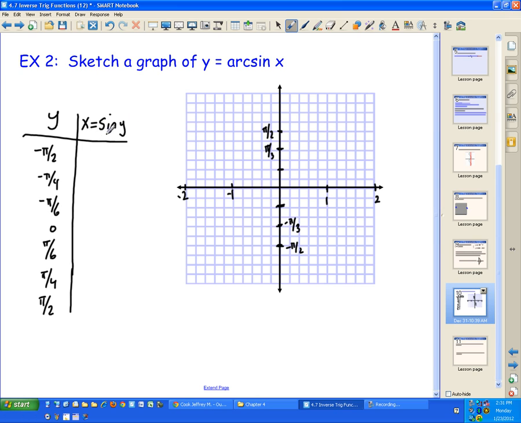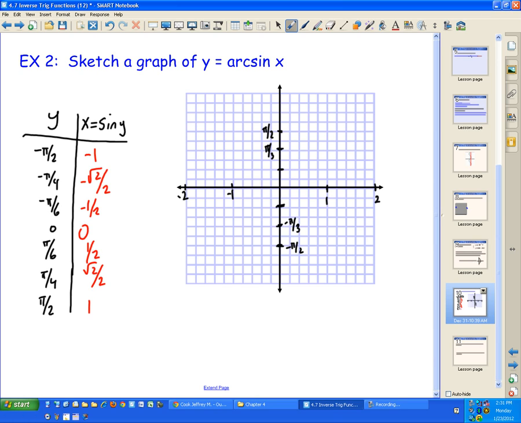So I'm asking you basically, if this is my y value, I'm plugging it in to find my x value. And so if I have negative pi over 2 from my unit circle, I get negative 1. If I put in negative pi over 4, I get, all of these are from my unit circle. At pi over 6, I'm at negative 1/2. I'm at 0. I'm at positive 1/2, root 2 over 2, and this one is positive 1.